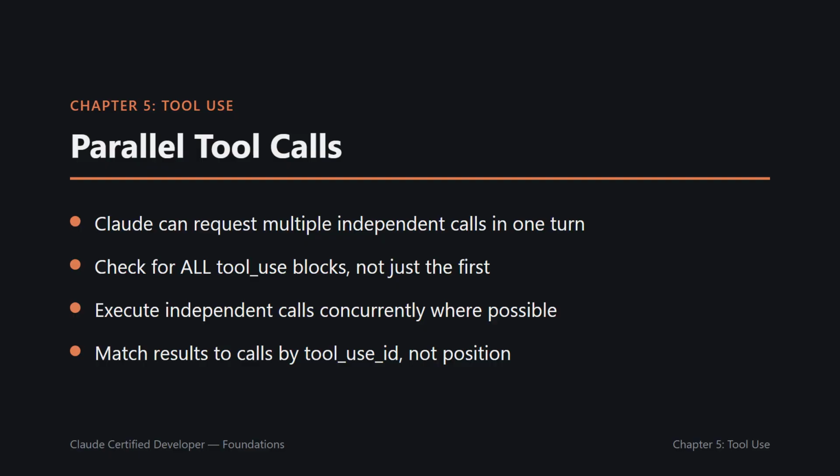Claude can request multiple tool calls in a single turn when the tasks are independent, looking up 2 different order IDs mentioned in one message, for example. Your code should check for multiple tool_use blocks in one response, not just the first. Execute independent calls concurrently where your infrastructure allows, and match each result to its call via tool_use_id, since order isn't guaranteed to be preserved by every client-side handling pattern.